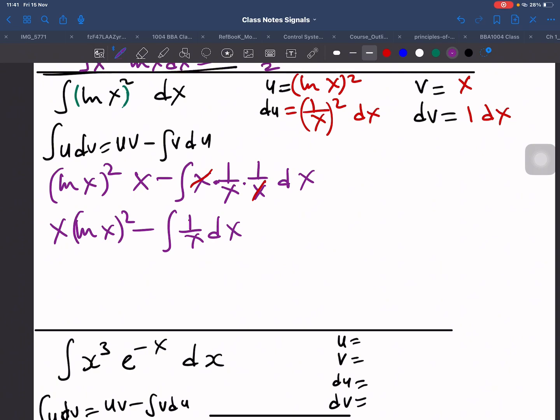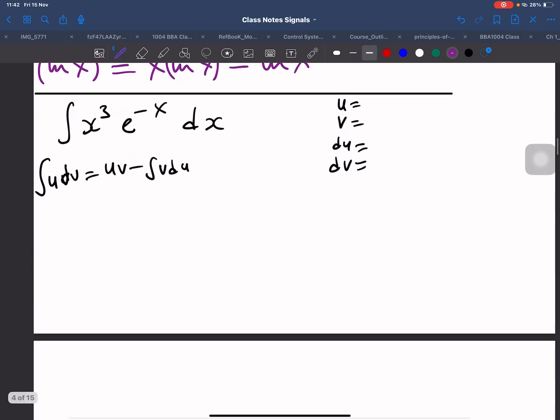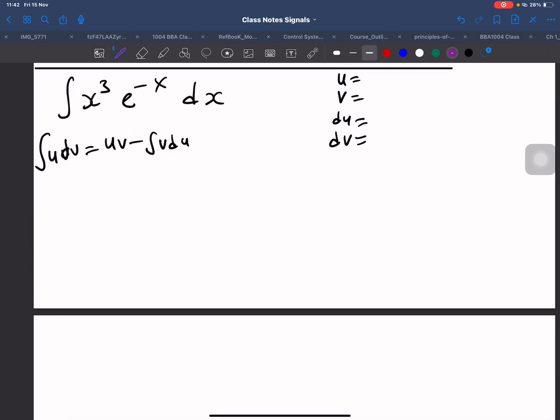If you integrate 1 over x, you get ln x. That's one thing you need to know. So we now have x ln x squared minus ln x. And that's the answer. So the integral of ln x squared equals x ln x squared minus ln x. Simple. That's the answer. Now this one, the integral of x cubed e raised to the power minus x dx.